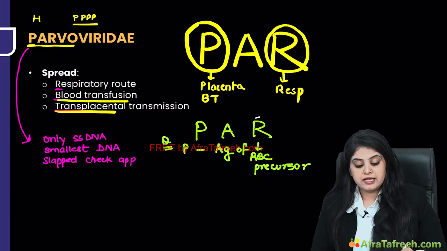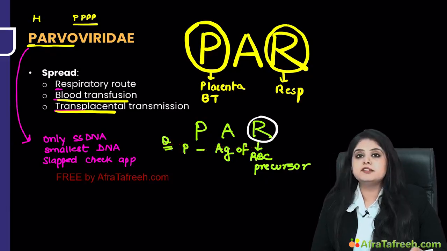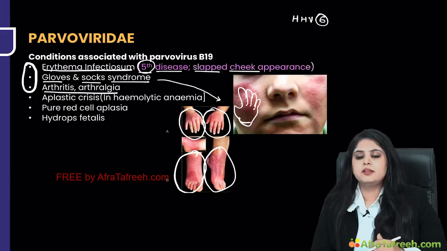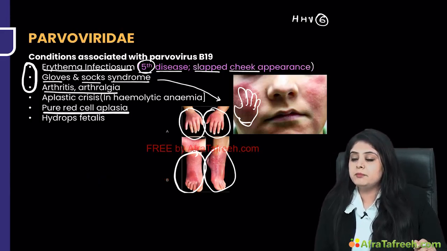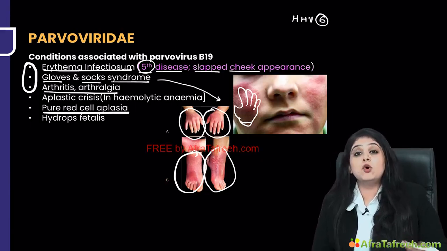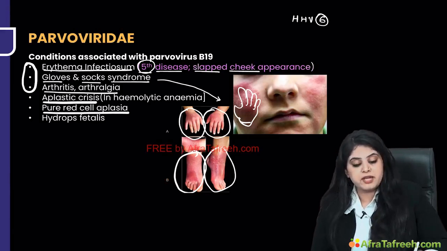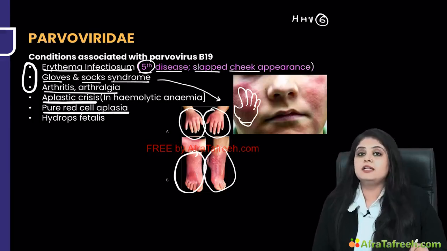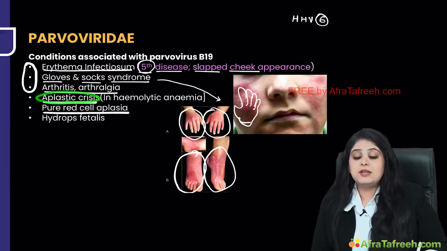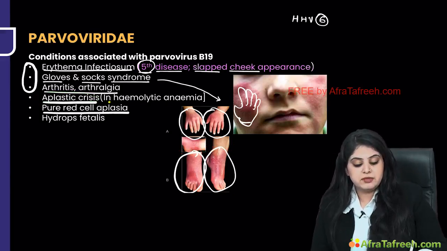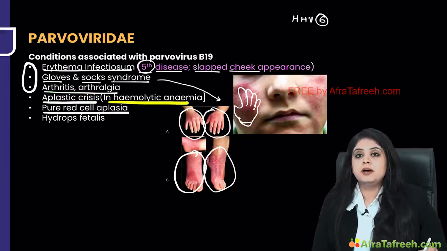Parvovirus was attacking the red blood cell precursors. It will destroy the red blood cell precursors. It will cause pure red cell aplasia. There will be complete destruction of the red blood cells, or complete destruction of the bone marrow. If you remember, in pathology, I have taught you which virus is responsible for aplastic crisis in hemolytic anemias, and that is going to be the parvovirus.